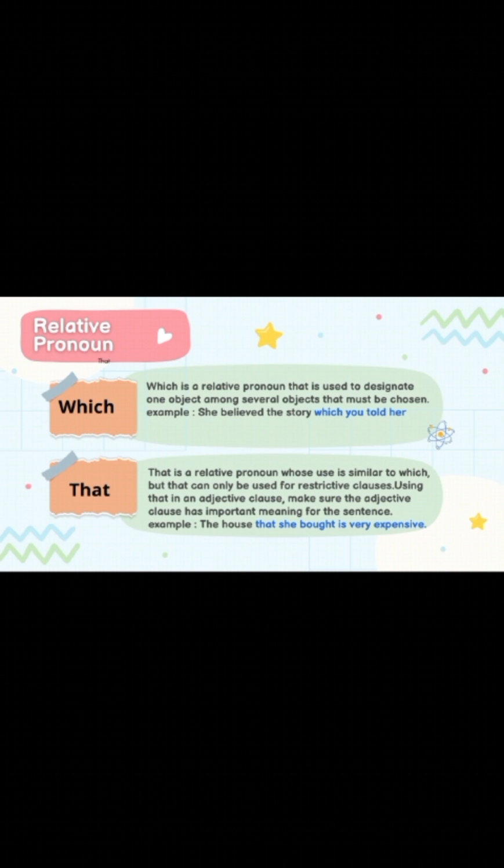That is a relative pronoun whose use is similar to which, but that can only be used for restrictive clauses. Using that in an adjective clause, make sure the adjective clause has important meaning for the sentence. For example, the house that she bought is very expensive. Well, now we move to the relative adverb.